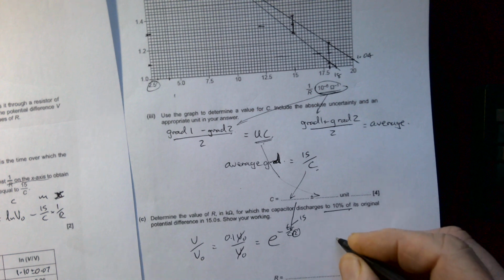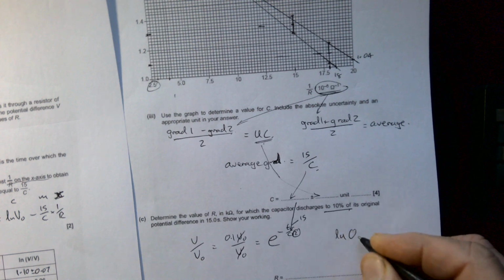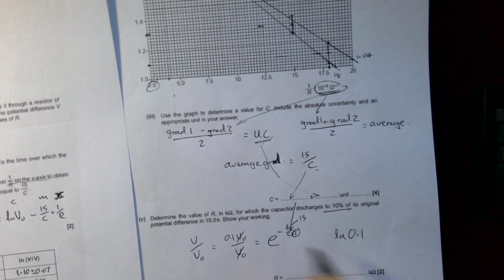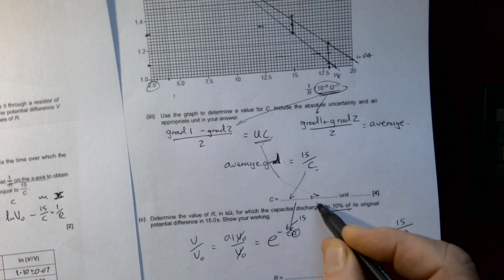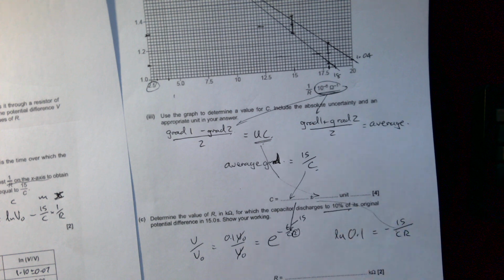Okay, so let's take the log. Log of 0.1 will give us minus 15 over CR, and again C you know the value of, so you just need to find R. Okay, good luck with that, guys.